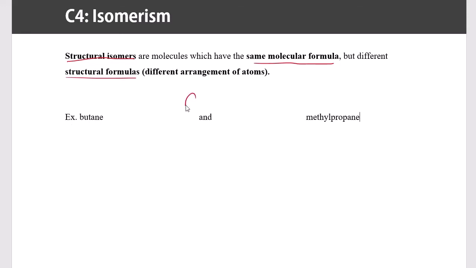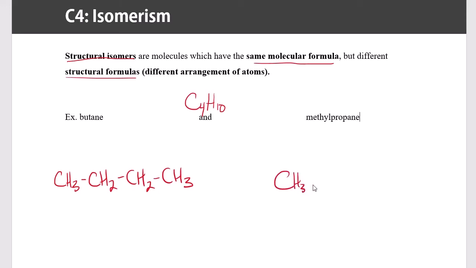Example of this is butane. Butane has got 4 carbons, 10 hydrogens. So those 4 carbons and 10 hydrogens could be arranged like butane, CH3, CH2, CH2, CH3, or they could be arranged like methylpropane, where I take one of the carbons on the end, CH3, and I can move it onto this central carbon.